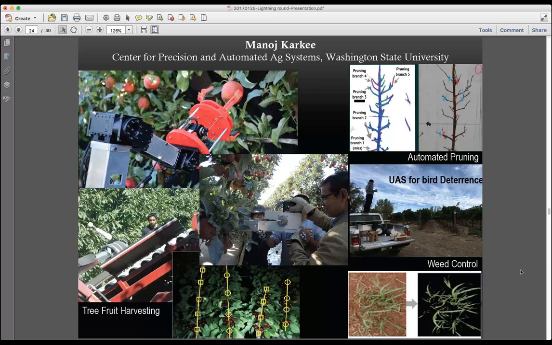Lower left is automated cherry harvesting, also funded by USDA and continued through some other resources. In the middle, I have another project in apple harvesting with a second cat system. We call it targeted second cat. And it also was funded by USDA. And right top corner, we are working on automated pruning, robotic pruning. Middle there on the right side, using UAS for bird deterrence, a very exciting project that we have been working on for the last 2 years or so. And the lower right would be weed control for vegetable crops that is overlapping with many of you.